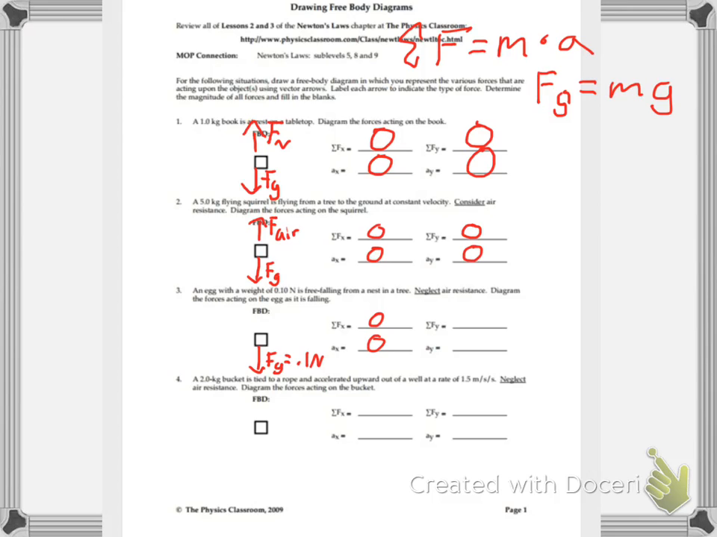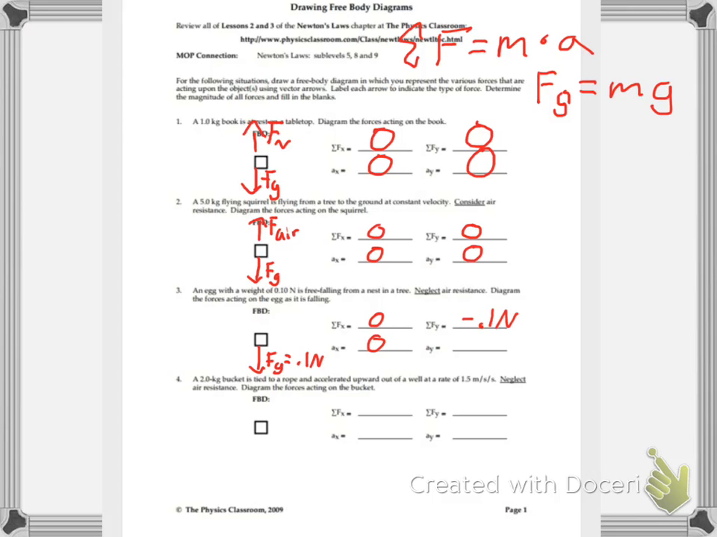Now we have to look at the sum of the forces in y. So here we just have one force acting in y. It's that force due to gravity. It's going down, so it'll be negative 0.1 newtons.